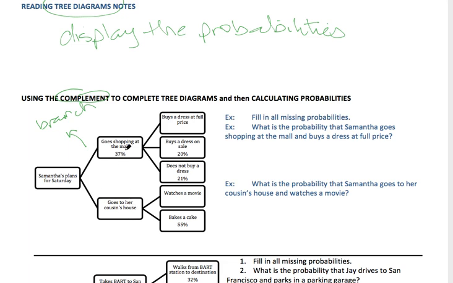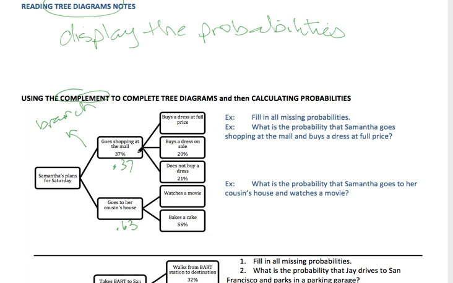Okay, so the display here is 37%, which is 0.37. Doesn't matter which way you write it, but eventually we're going to need the decimal. So the probability if she goes to her cousin's house is 0.63 because she is either going one or the other, and these two probabilities have to add up to 1. Okay, so then we follow along the branches from here.